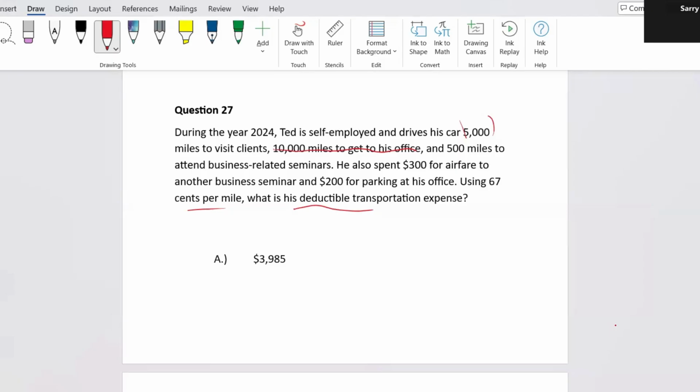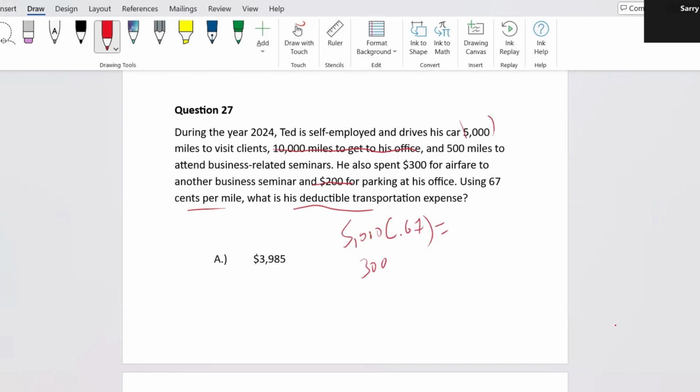So we eliminate the 10,000 miles, which leaves us, in our math to calculate the total deductible transportation expenses, with 5,000 times 0.67 for 67 cents per mile, and then we add in $300 for airfare. And then what do we do with the parking? This is not deductible. Paying for parking at your office is not deductible, which only leaves us with these two right here.